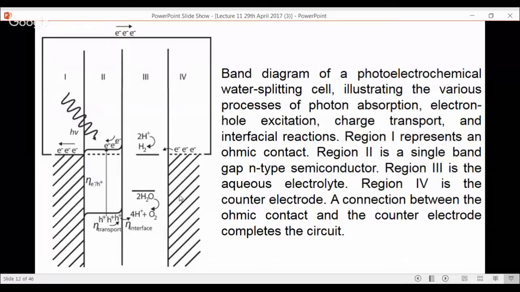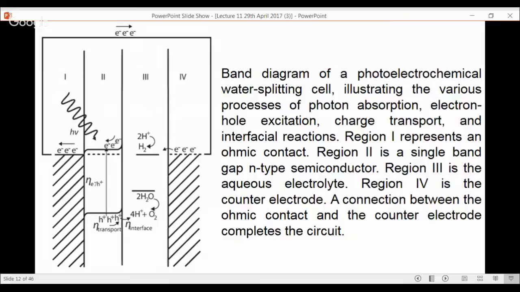So now I hope you are understanding the science or the electrochemistry: the electrons flow in the external circuit, the ions flow in the internal circuit. So if it is an ohmic contact, then the electron flow will be facile. That is all. So that is why region 1 is called the ohmic contact. A connection between the ohmic contact and the counter electrode completes the circuit. But the ions are transported inside the system, electrons are transported outside the system.